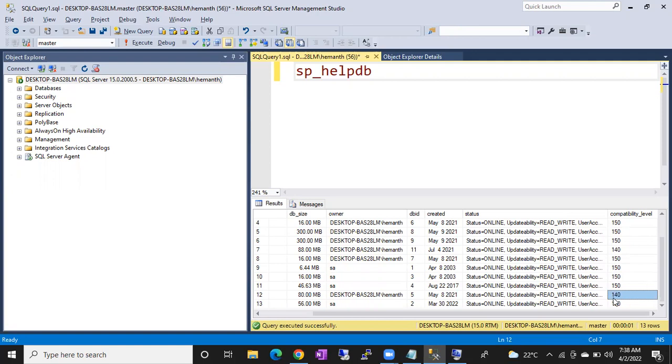Why we tried this? Because this is also one kind of troubleshooting step. If you feel that everything is good, try to change the compatibility level to the lower version. If it is 150, try to change it to 140. That's it. I just changed the compatibility level from 150 to 140. Sometimes you have to go up, sometimes you have to go down. This is not a formula, this is just a recommendation, guys. In that case, the query was executed successfully.